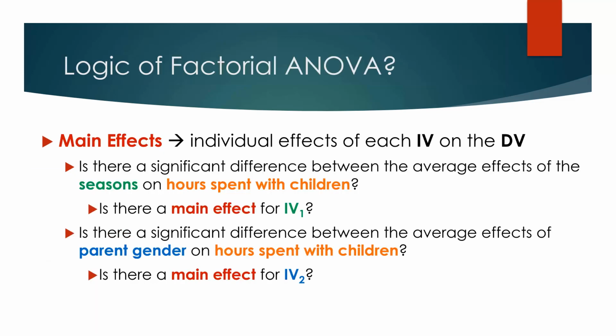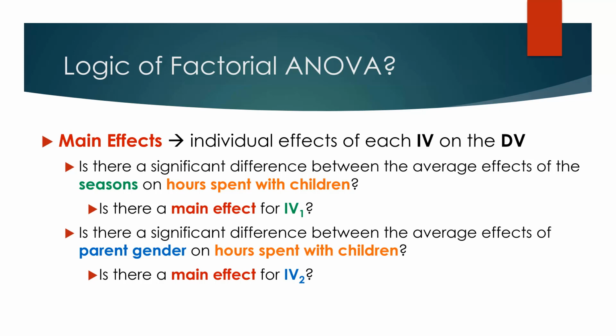Now, let's talk a little bit about the logic of the factorial ANOVA. So remember I said that in the factorial ANOVA, it can look at the individual effects of each independent variable on the dependent variable. When you're looking at the individual effects of the IVs, this is called the main effects. You're looking for the main effect of just one independent variable.